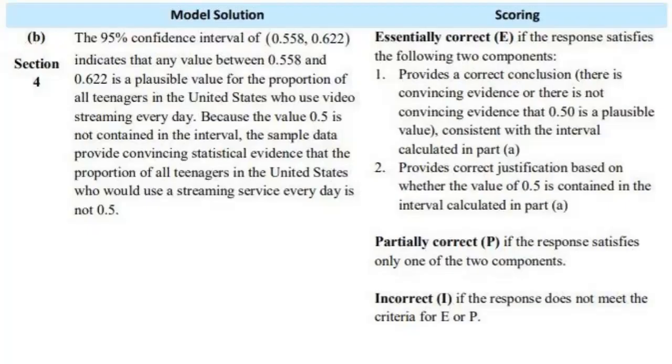Those two criteria provide a correct conclusion: there is convincing evidence or there is not convincing evidence. So you have to make a decision. Yes, there is convincing evidence, or no, there's not convincing evidence. And you have to provide the correct justification based on whether the value of 0.5 is contained in the interval on part A.